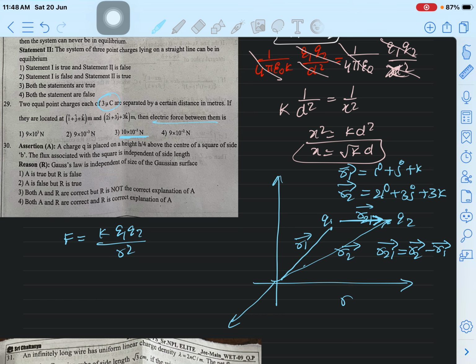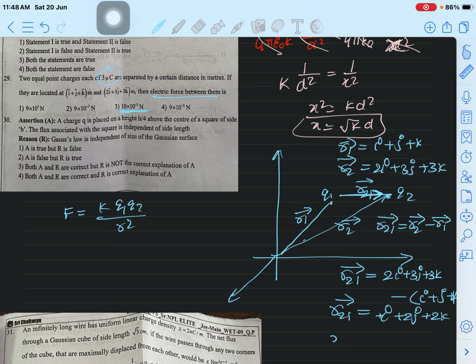So what is r2 bar? r2 bar is 2i plus 3j plus 3k, minus r1, which is i plus j plus k. So the final answer will be r21 is equal to 2i minus i, that is i, 3j minus j, 2j, 3k minus k, 2k. Okay, now what is the magnitude of r here?